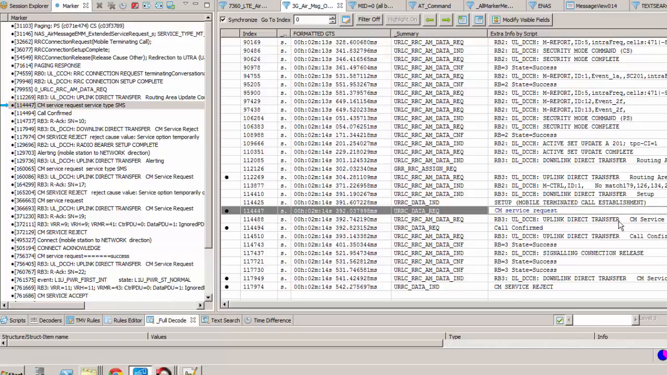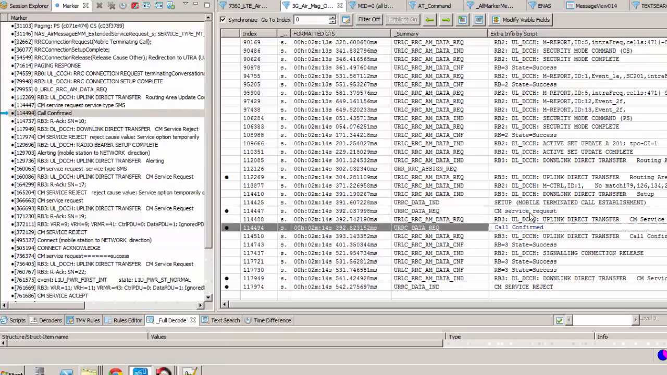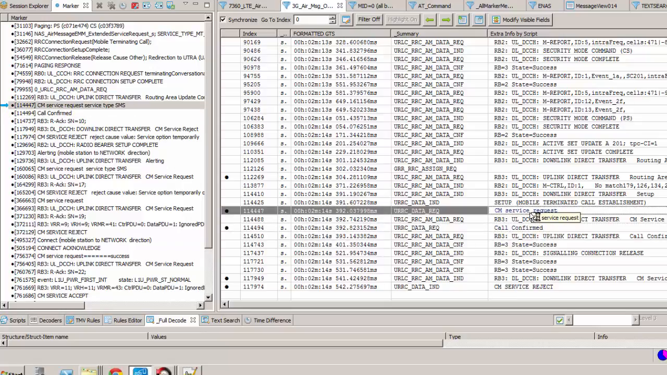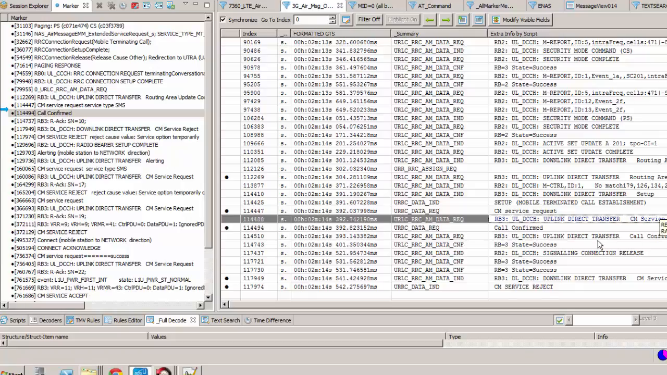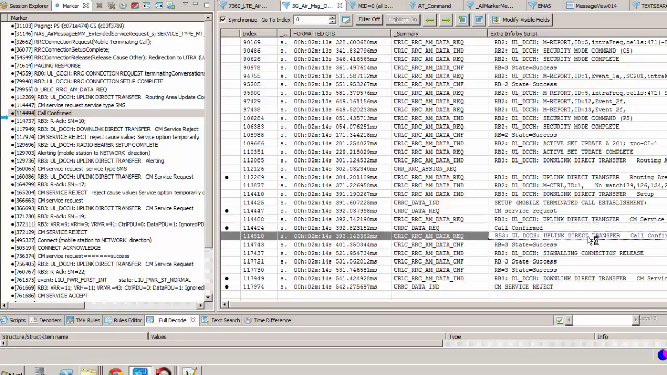followed by the uplink direct transfer, and it is sent to the network as a CM service request message. At the same time, this CM service request is triggered for the SMS, while the MT call signaling procedure was happening. So the MT call confirmed is happening for the MT call, and for the SMS the CM service request is triggered at the same time, and call confirmed is sent by the UE in uplink.